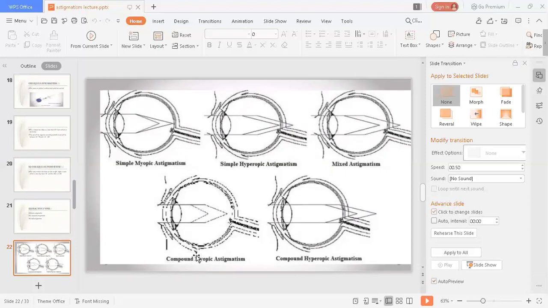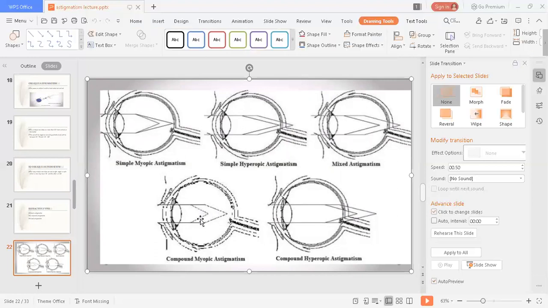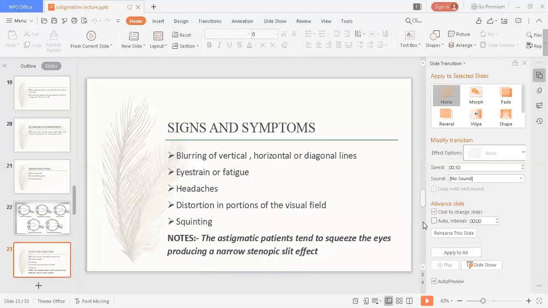In compound myopic astigmatism, it's very easy to understand. Both meridia are in front of the retina, so the patient will require a minus sphere and a minus cylinder. Similarly, in compound hyperopic astigmatism, a person will require plus cylinder and plus sphere. So, what are the signs and symptoms of astigmatism? Friends, patients with astigmatism, if they only have minimal or less cylindrical power and no spherical power, can strain their eyes and can see the distant objects clearly.